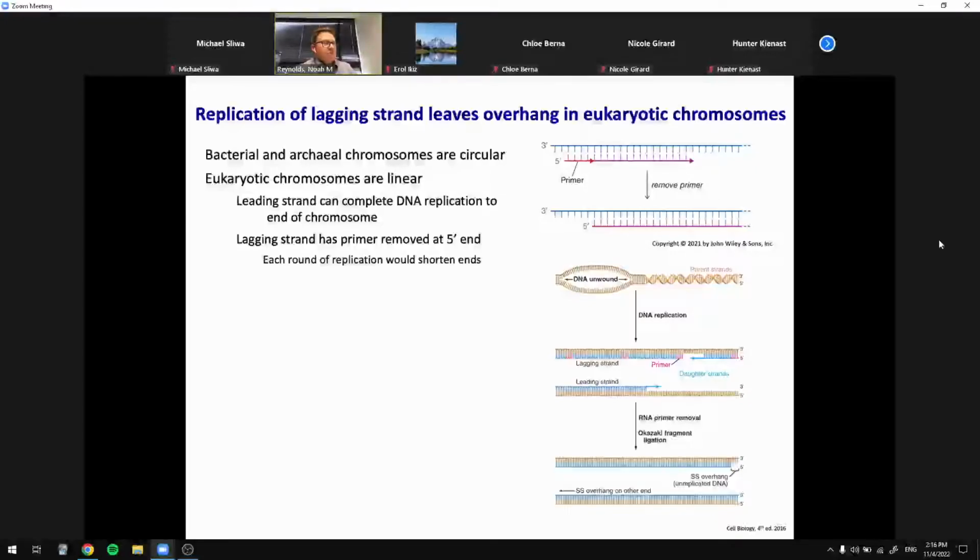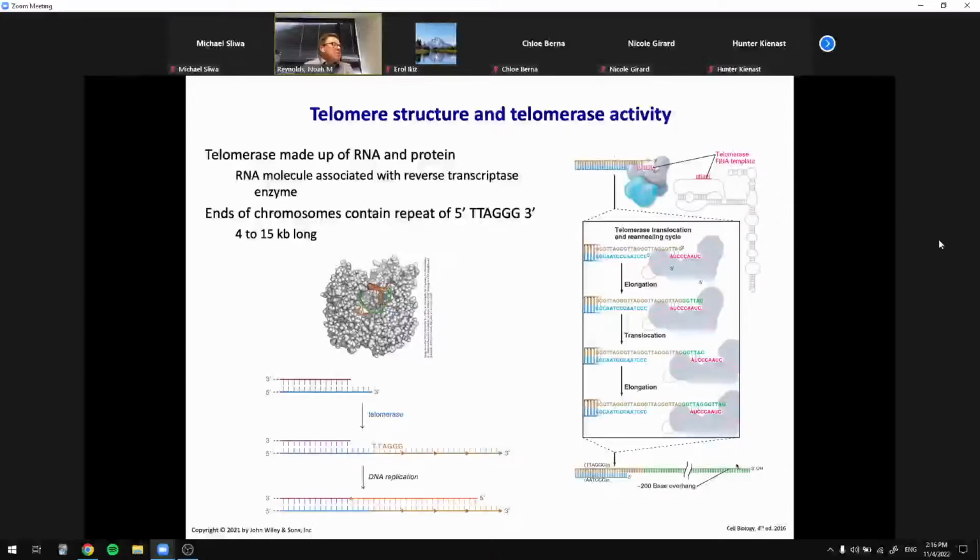The issue with why we want to fix this is that over several rounds of replication, not replicating a certain number of bases, because the primer gets removed, and then in the next round a small bit will get removed, eventually we'll make it into genes and we'll start to have an effect on what genes we're able to express, because our chromosomes were shortened so much we'll be chewing back the genes encoded in the DNA. And so to get around this, we use telomerase.